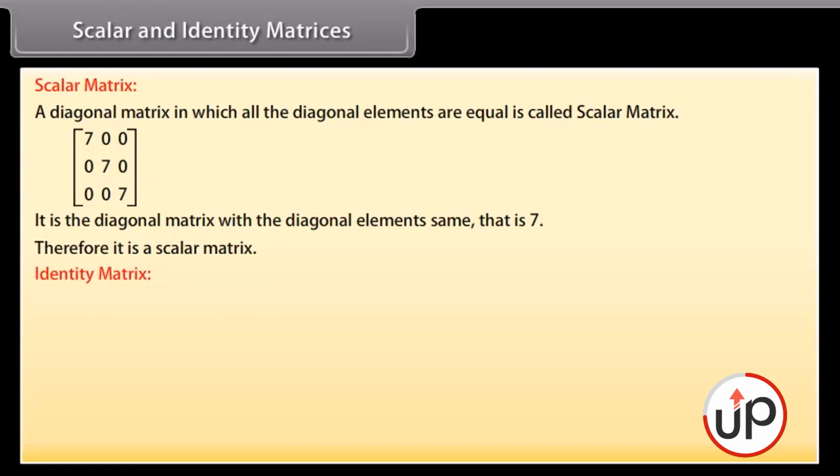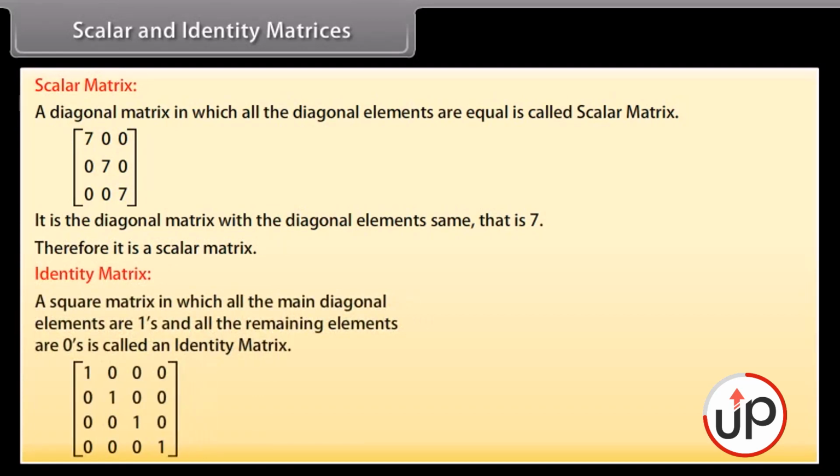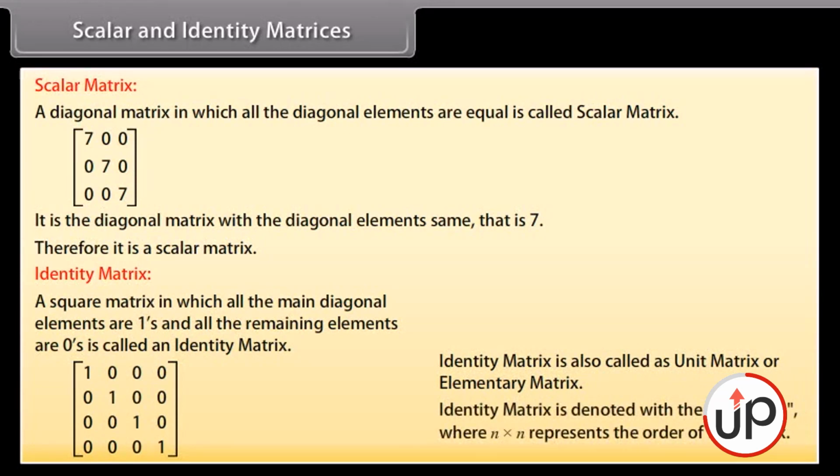Identity matrix. A square matrix in which all the main diagonal elements are ones and all the remaining elements are zeros is called an identity matrix. Identity matrix is also called a unit matrix or elementary matrix. Identity matrix is denoted with the letter I n by n, where n by n represents the order of the matrix.